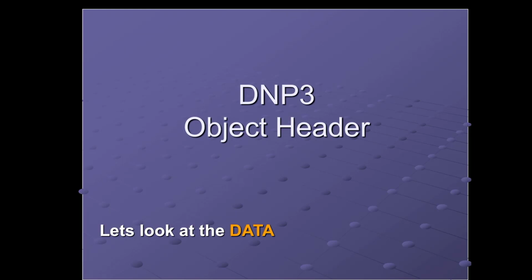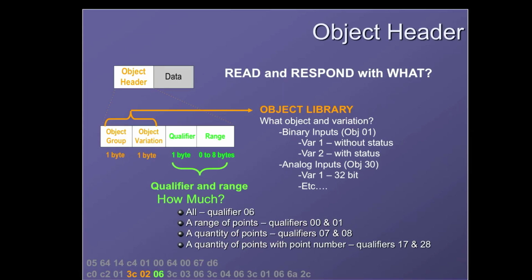Okay, so we're talking about the object header, and we're saying, okay, what is it that you want? What is the object you're requesting? What is the object you want to write? And this is all found in the object header. So if we look at the object header, we can't say that an object header is the same size on every request or every response. And it's kind of unfortunate that way because it complicates things. But this will demonstrate it.